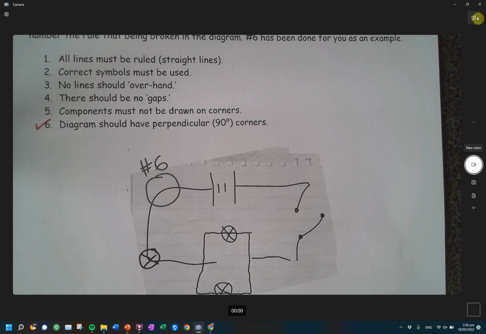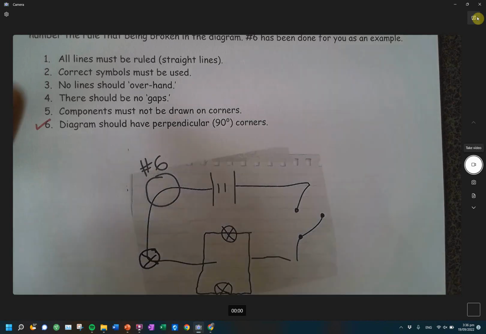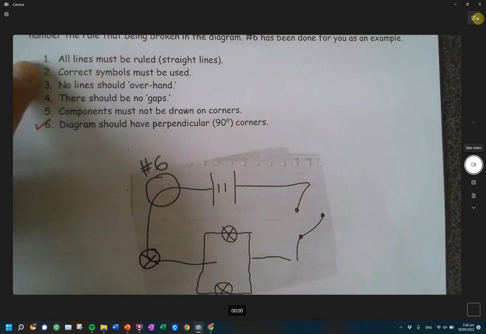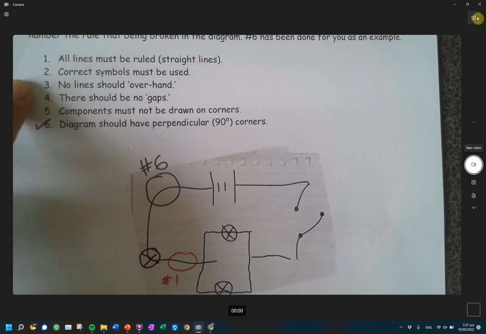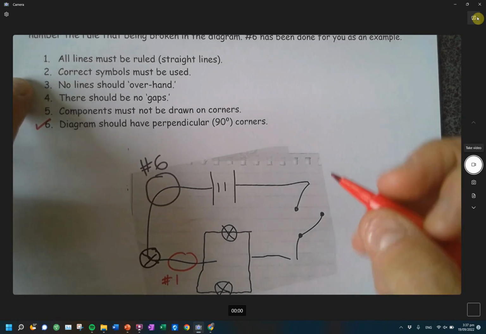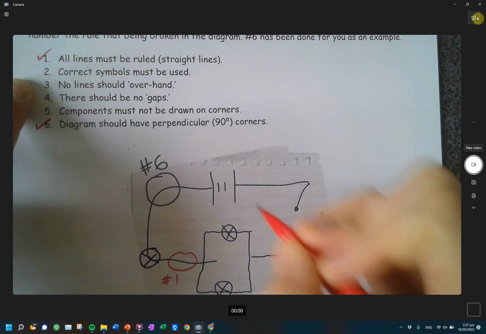All right, let me go through the answers so you can check them. First off, all lines must be ruled and straight. We can see here, for example, that that's kind of squiggly. So we want straight lines drawn with rulers. Correct symbols need to be used. So there are some incorrect symbols there.